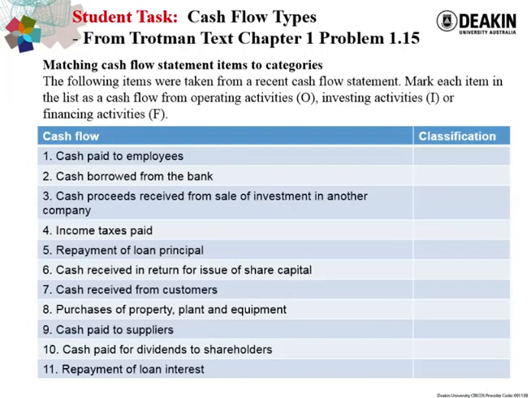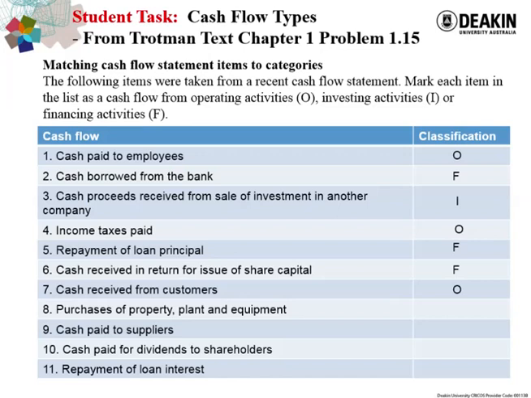Alright, student tasks. So please classify each of the following items. Cash paid to employees will be classified as operating cash flows. Cash borrowed from bank, financing. Cash proceeds received from sale of investment in another company. This will be investing. Income taxes paid, operating. Repayment of loan, financing. Cash received in return for issue of share capital, financing. Cash received from customers, operating.